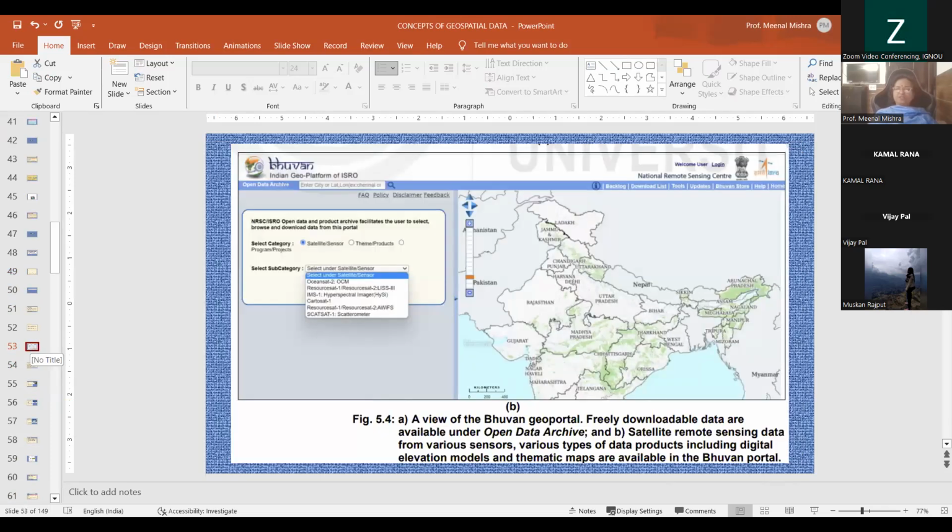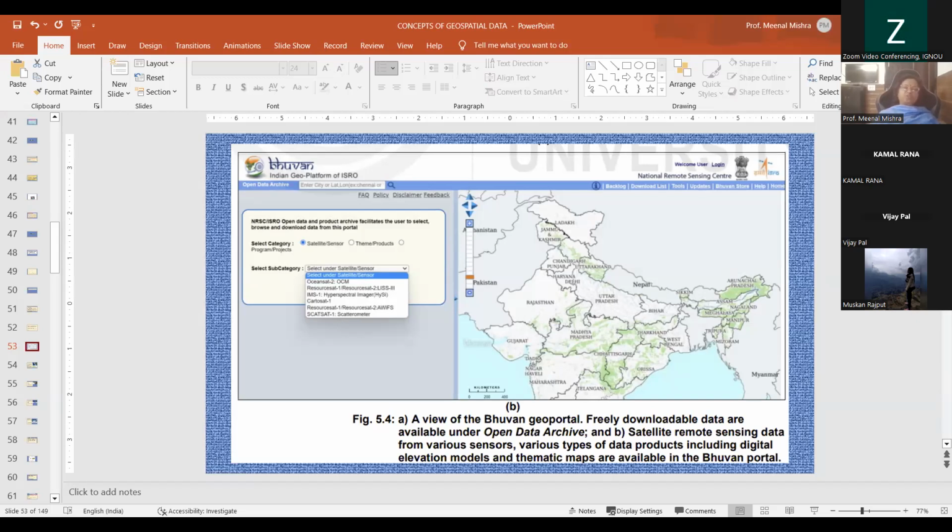First one is Bhuvan, that is ISRO's Bhuvan portal. So in India, we can acquire remote sensing data from the National Data Center, that is NDC of NRSC, the National Remote Sensing Center of ISRO. Its headquarters is at Hyderabad, and in your SLM this link has been provided from where you can download this remote sensing data.